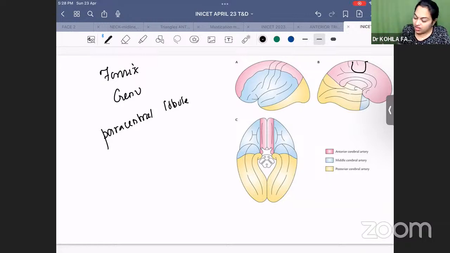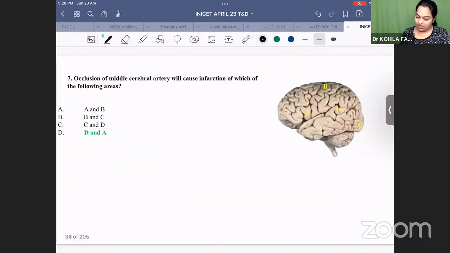So remember, the genu, yes, that is also a fornix, all will be supplied by the anterior cerebral artery. Paracentral lobule, anterior cerebral artery. Fine. So functional area, which area is supplied by which artery? Cerebral artery, important. Fornix is supplied by striate branches of the anterior cerebral artery.